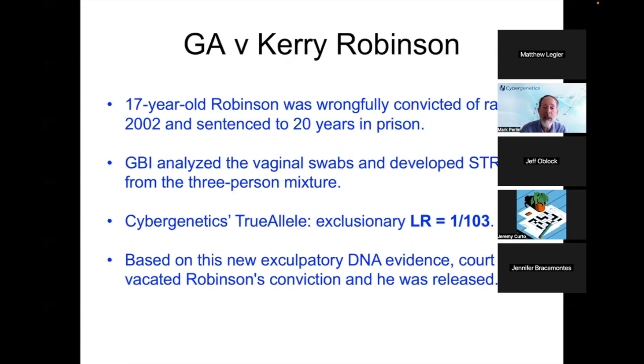It was an innocence case in Georgia. 17-year-old Kerry Robinson was wrongfully convicted of rape in 2002, sentenced to prison for 20 years. The Georgia Bureau of Investigation analyzed the vaginal swabs. They developed STR data from the 3-person mixture. TrueAllele found an exclusionary likelihood ratio of 1 over 10^3, roughly 1 in 100. Based on this, Cybergenetics reported new exculpatory DNA evidence, and his conviction was vacated and he was released. Next.